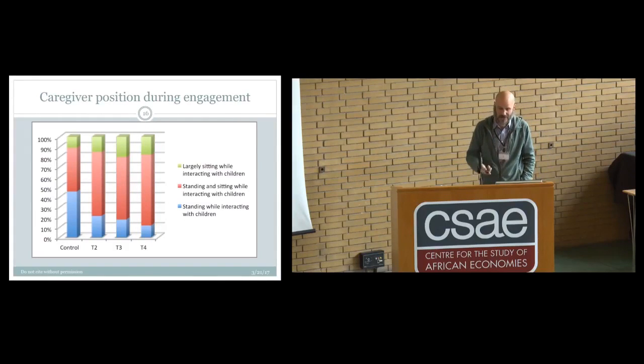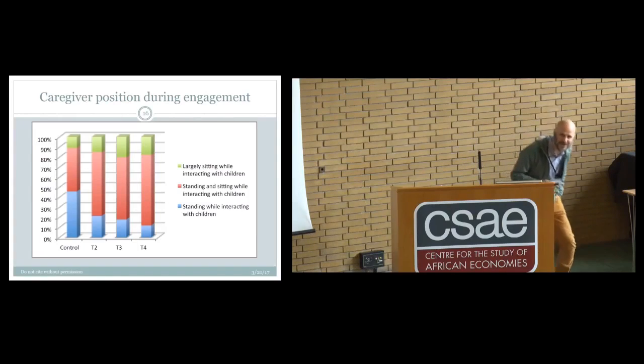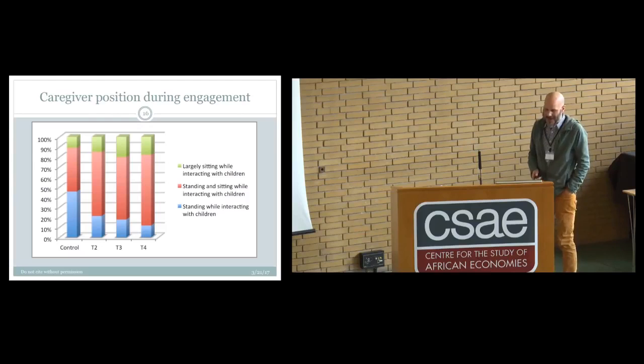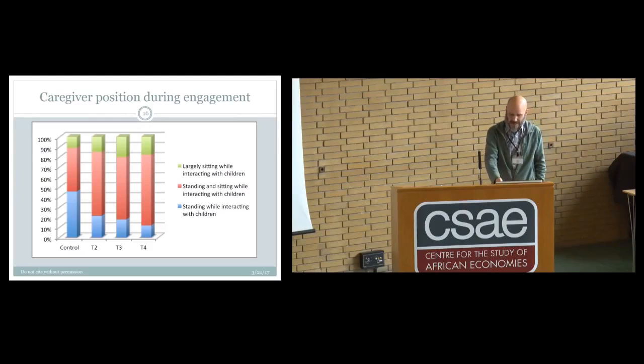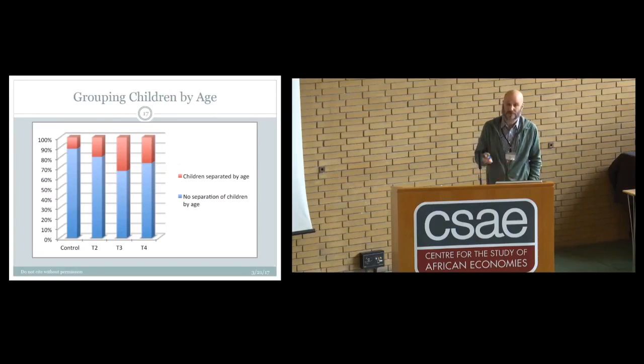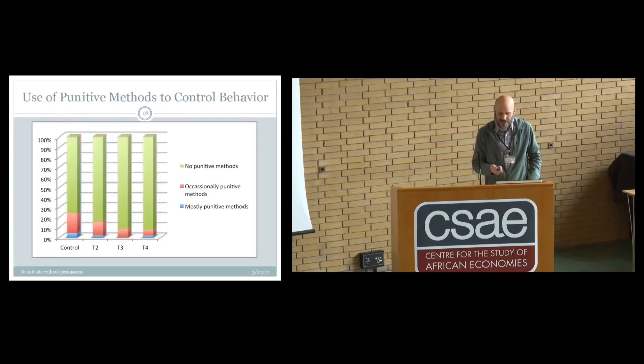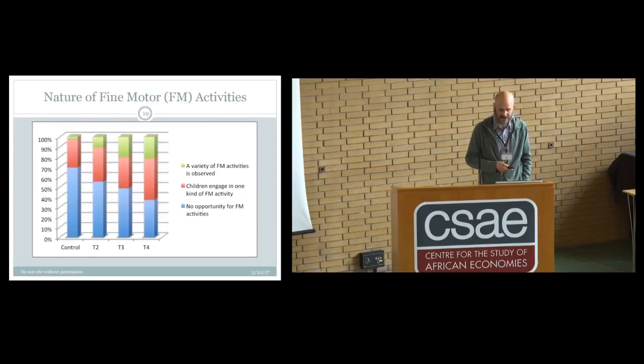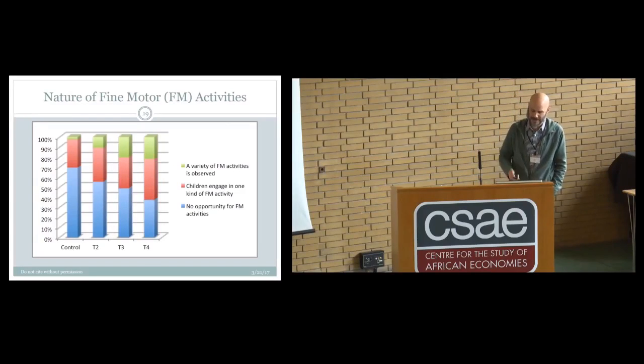I don't have children, so I had to learn all these things, but apparently you're not supposed to tower over children when you're talking to them; you're supposed to get down to their level. So you can see that standing while interacting with children is going down, whereas sitting is going up. You're supposed to separate 2, 3-year-olds from 4-year-olds because they have different needs. So all the desirable things are going up in these classrooms. There are fine motor activities. Kids are actually drawing and things like that.